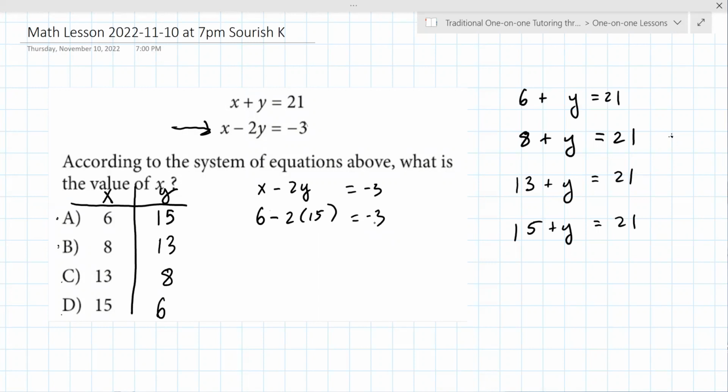No. What does it equal? 6 minus 2 is 4, 4 times 15, that equals 60. Sorry, you multiply first. 2 times 15 first. 2 times 15, that's 30. 6 minus 30. The order matters. It's 6 minus 30, so that's going to be a negative.